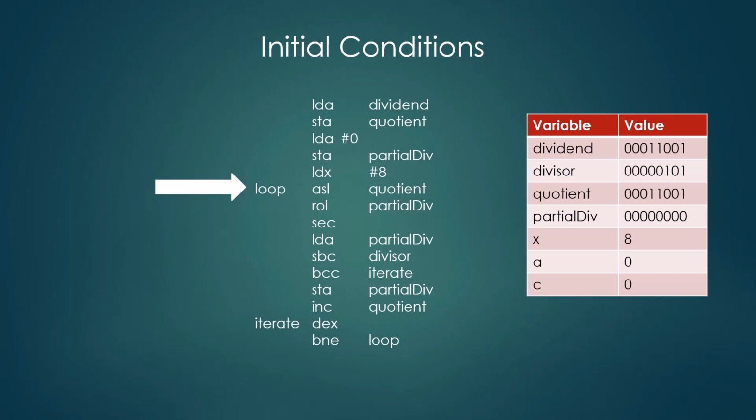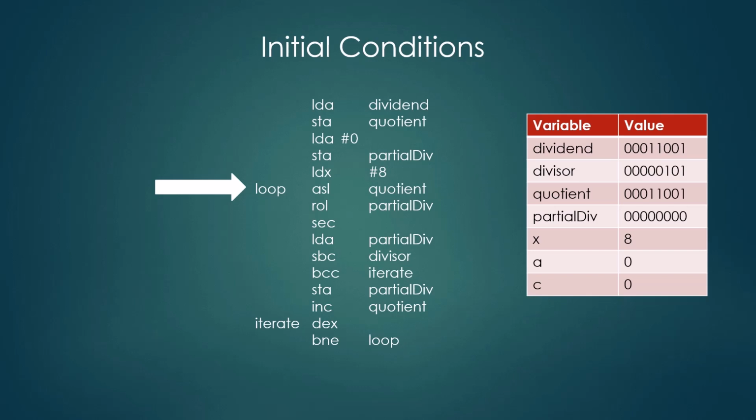Quotient is where we'll put our answer. We also use it for temporary storage of the dividend. This allows us to use a single instruction to shift the bits of the quotient into it and also shift the bits of the dividend out of it into partial div.